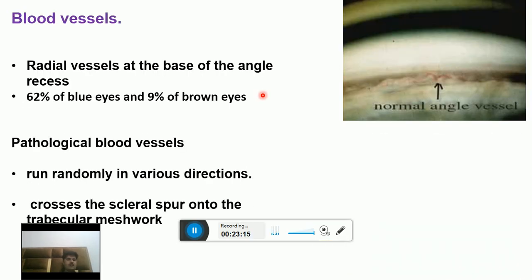Blood vessels: radial vessels at the base of the angle recess are often seen in normal eyes. Pathological blood vessels run randomly in various directions. As a general principle, any blood vessel that crosses the scleral spur into the trabecular meshwork is abnormal. Larger circumferential vessels may also be seen.